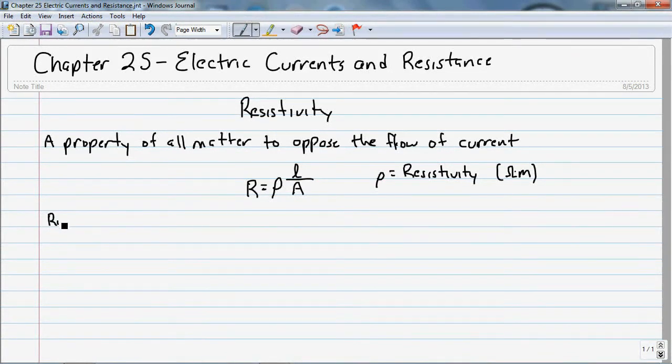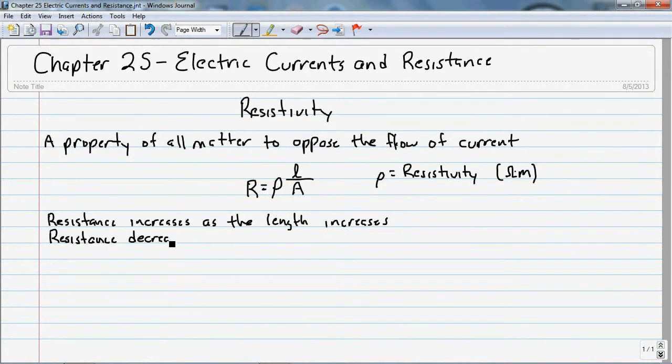So resistance increases as the length increases, and resistance decreases as the cross-sectional area increases.